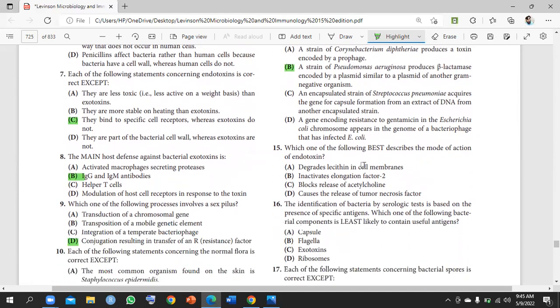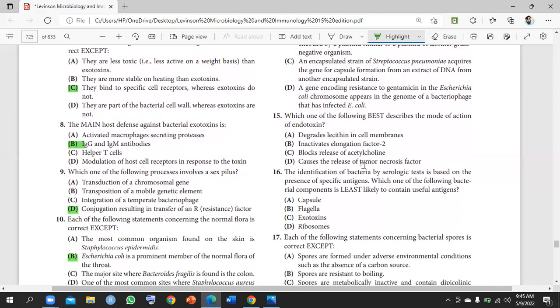resistance. Okay. 15, last one, is which of the following best describes the mode of action of endotoxins. Okay. So endotoxins basically degrade lecithin in the cell membrane? No, this is the function of the exotoxin. They degrade lecithin. Okay. B is that it inactivates elongation factor 2. Basically, elongation factor is inactivated by exotoxins.